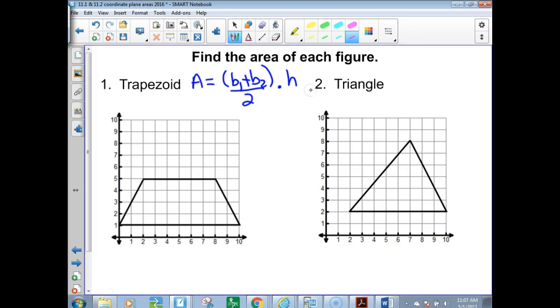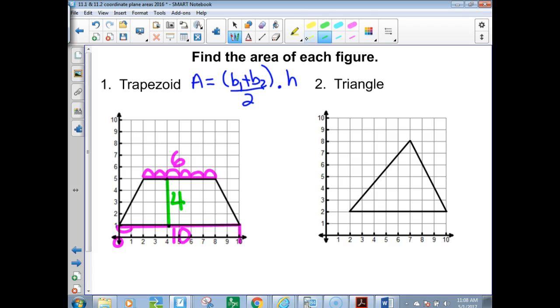So for this, we're going to need to find the bases. So let's just count off the top and the bottom. Those will be your bases. 1, 2, 3, 4, 5, 6. You can count like that. At the bottom, I can just count because I go from 0 here all the way to 10. I know that's 10. Okay, we're going to find the height now. And you can go anywhere perpendicular between these two bases. Yes, it is 4. Thank you.